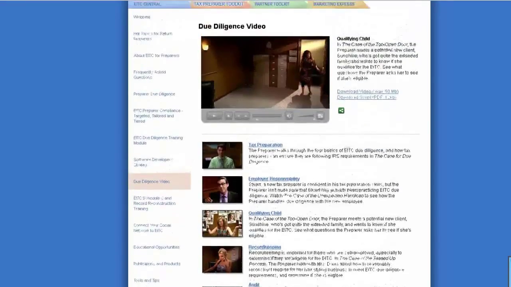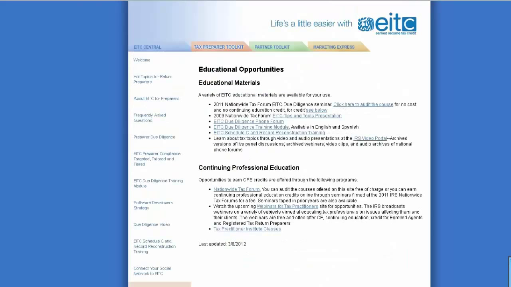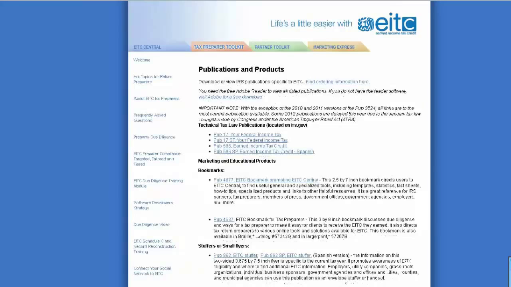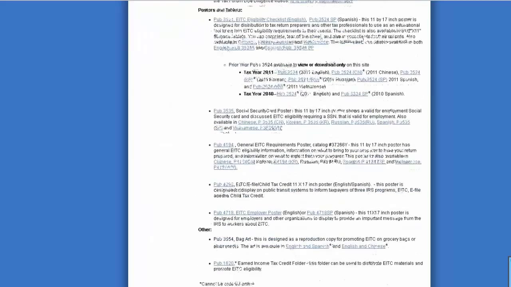Otherwise, on the IRS website, we also have tools and tips and publications and other products, and a link for educational opportunities. On the publications and products page, there are a variety of IRS publications, including publication 596, that are available for you to download, as well as brochures, other items that you can hang in your offices, and posters that you can put on display for your clients as well. Some of these products are also available in Spanish, Chinese, Vietnamese, and other languages.